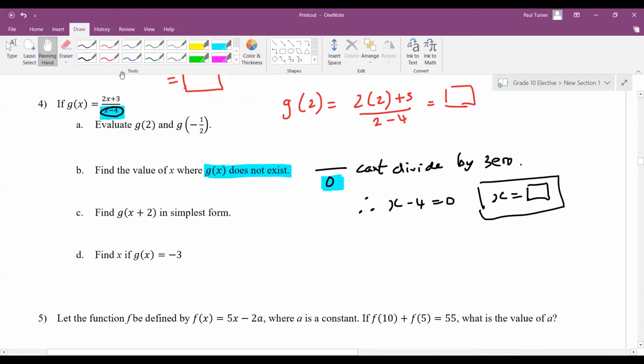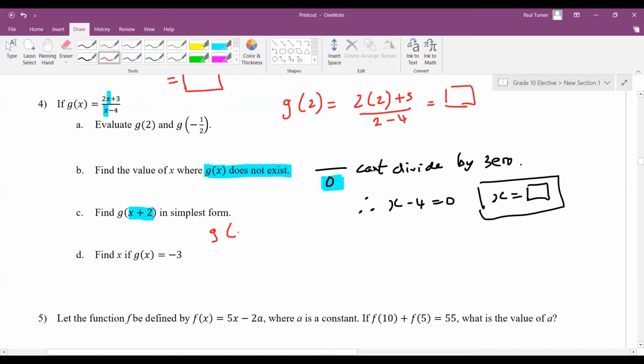So in these problems, this one, we've got find g(x + 2) in simplest form. That's telling you to put x plus 2 wherever you see x. Okay, that's all it means. So take whatever's in the bracket here and substitute it for x.